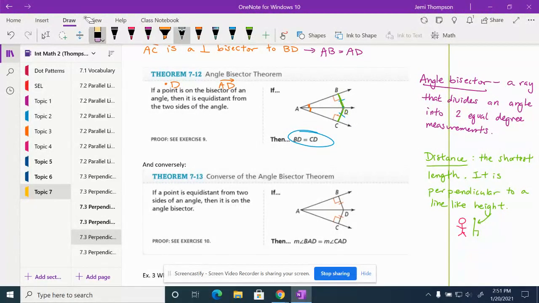So the converse of this says, if a point is equidistant from two sides of the angle, so if BD is equal to CD, then it is on the angle bisector. So the conclusion is that if these are equidistant, then this must create an angle bisector. The angle must get cut in half.